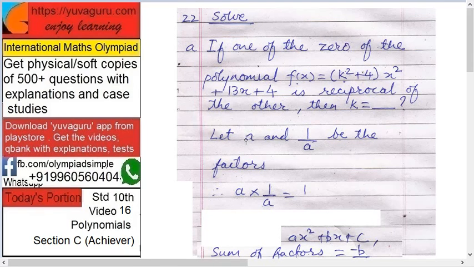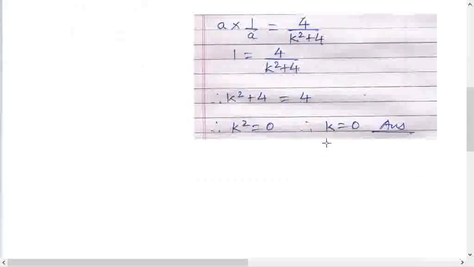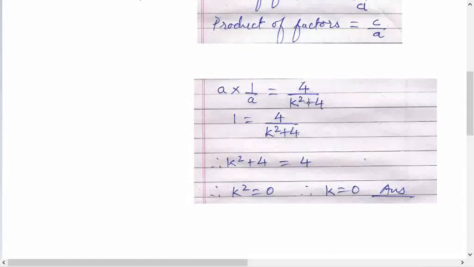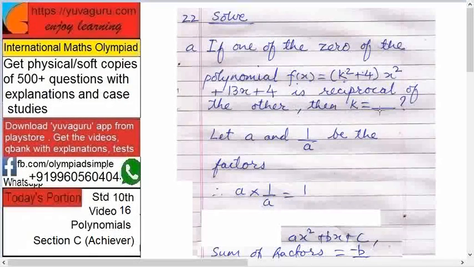Product of the factors means a into 1 upon a equals 4 upon k square plus 4. But a into 1 upon a is 1. Therefore 4 upon k square plus 4 equals 1. Take k square plus 4 on this side. So k square plus 4 equals 4. k square equals 0, 4 on this side. So k equals 0. That is the required answer. Then k equals 0. Okay. Next.